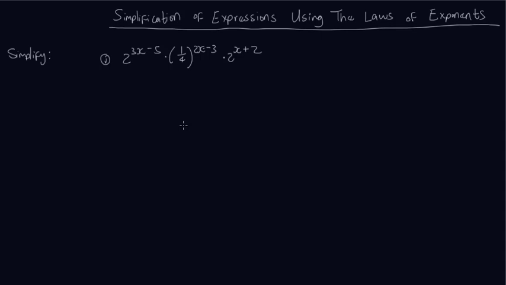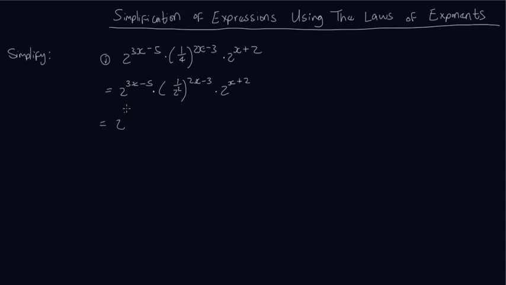Let's break the problem down into its simplest form. The first thing, delete my brackets, guys. So it's 2 to the 3x minus 5. Just delete an exponent inside. We know this can be 1 over 2 squared, so I write it like that. And then 2 to the x minus 3 times 2 to the x plus 2.